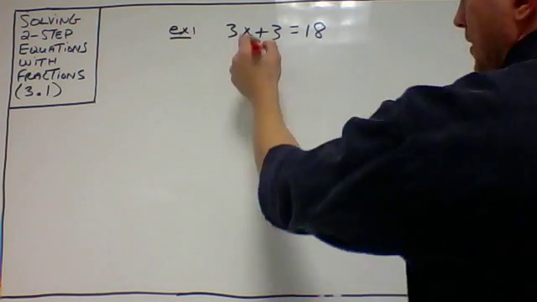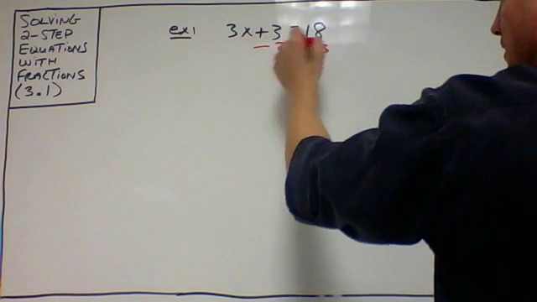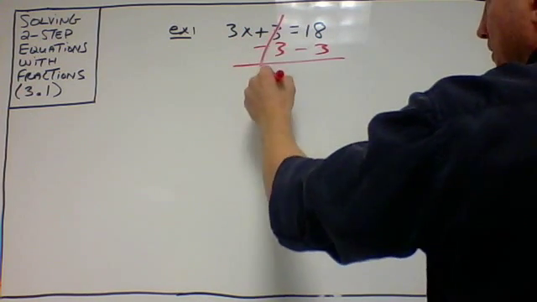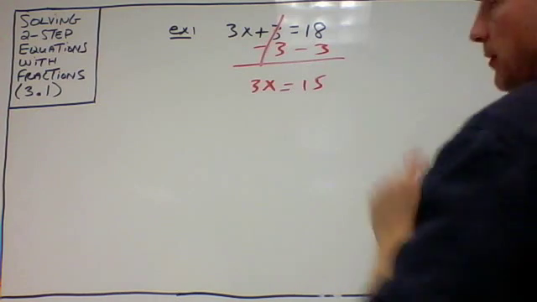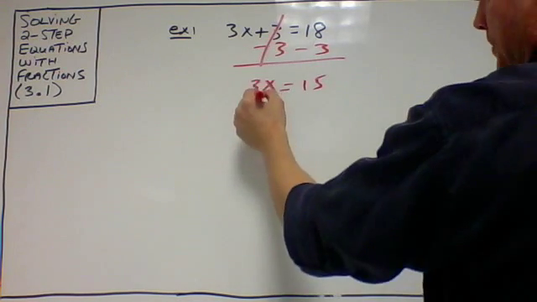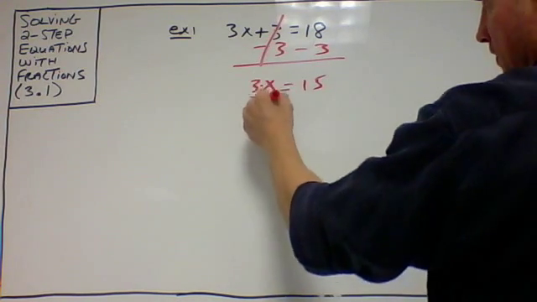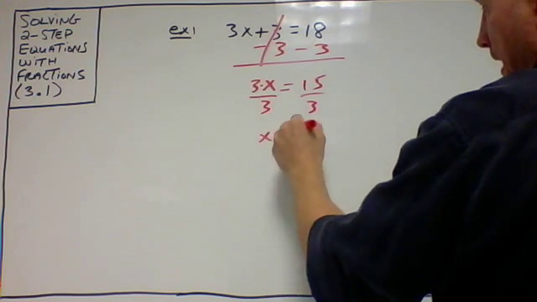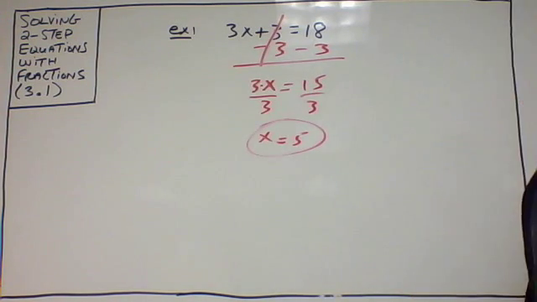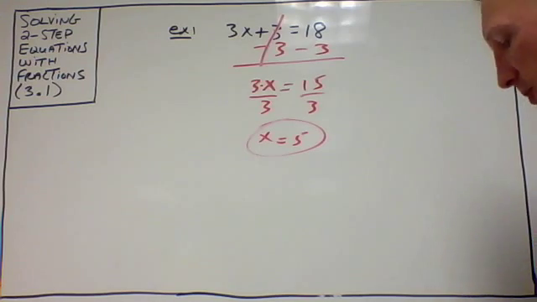Opposite of positive 3 is negative 3. Subtract, bring down the 3x. Use our integer rules. Opposite of multiplication is division, divide, and we happen to get a nice, easy integer. All right, so that's just a two-step equation.